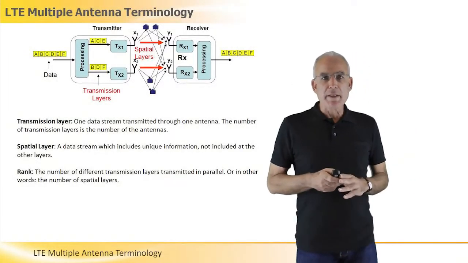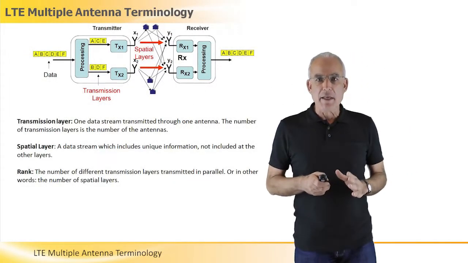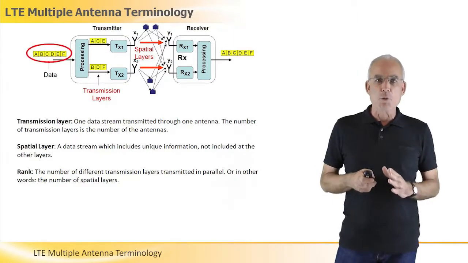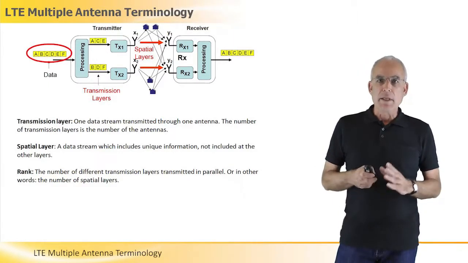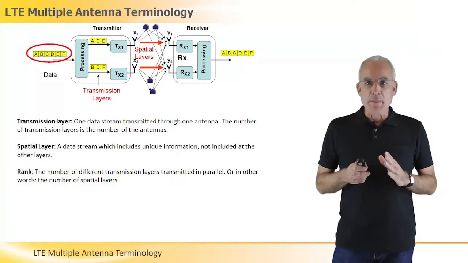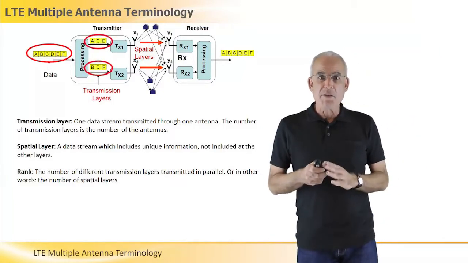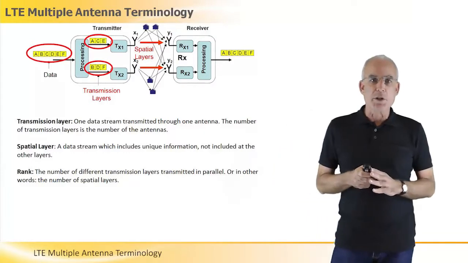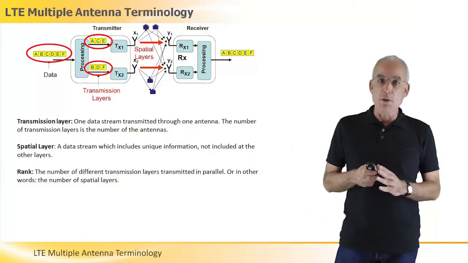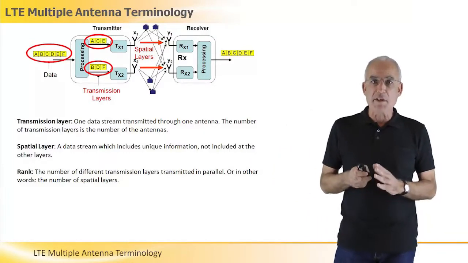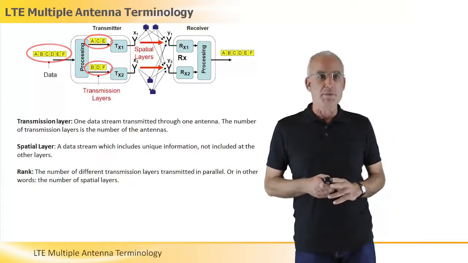In multiple antenna techniques, the incoming data is split to be transmitted to multiple antennas. The incoming data may be split to two or more parallel streams, where each stream contains different portions of the incoming data, or, in other words, each stream contains different information.